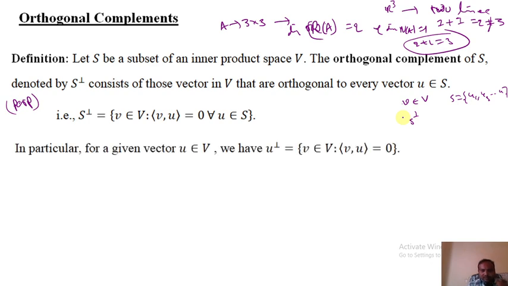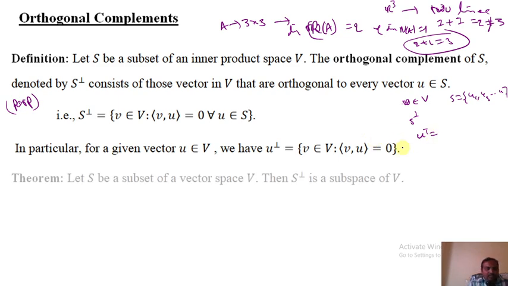In particular, for a given vector u belonging to V, we have u perp, meaning any vector v belonging to V such that the inner product of v, u is 0. Suppose we take one vector; the vectors orthogonal to it form the set u perp. So this vector is orthogonal to which vectors? It's the orthogonal complement.